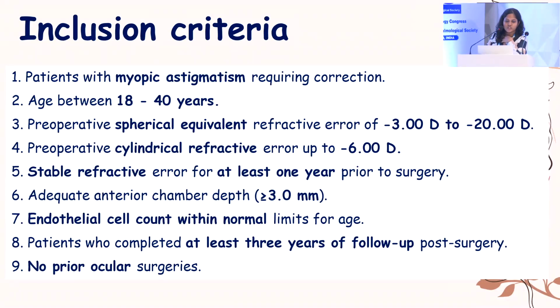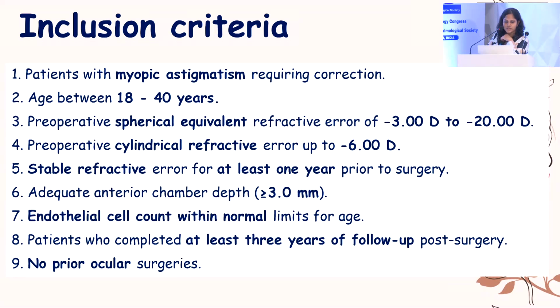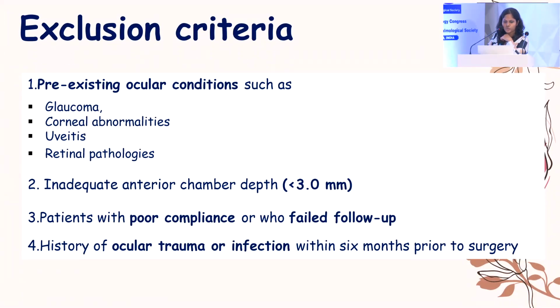Inclusion criteria: those with myopic astigmatism between the ages of 18 to 48 years, with spherical equivalent of -3 to -20 and a refractive cylinder power of up to -6, who had stable refraction for at least 1 year, with anterior chamber depth of more than 3 mm, were included in the study. Those who had glaucoma, any corneal abnormalities, uveitis or retinal pathologies, with chamber depth of less than 3 mm, or with poor compliance were excluded from the study.